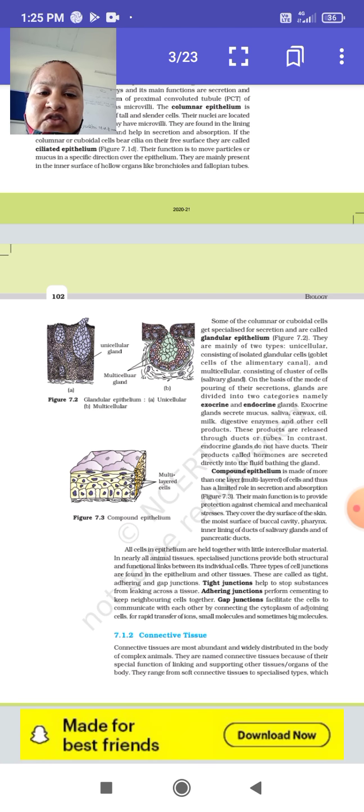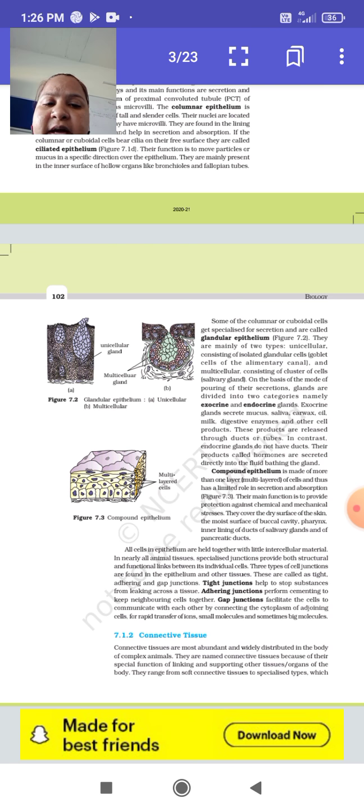Now examples of exocrine glands are all the digestive glands, basically mucus gland, saliva gland, earwax, oil, and milk glands. Their products are released through ducts or tubes. Now the secretions of endocrine glands are known as hormones, and they are directly secreted into the blood.